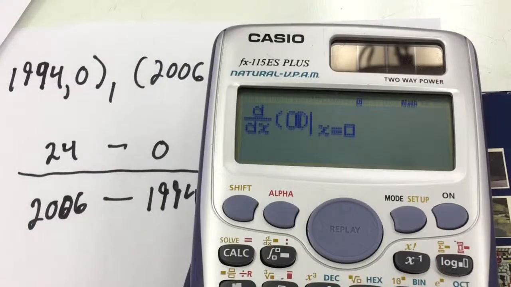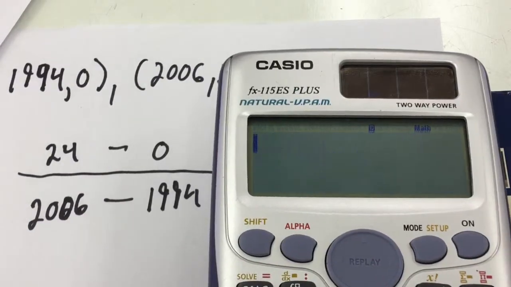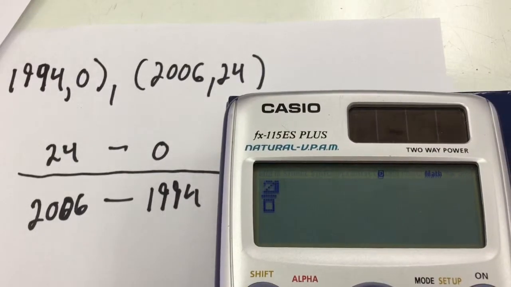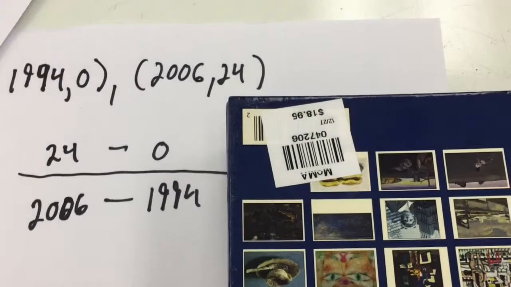What's nice about this calculator is it'll accept these fractions pretty nicely. I hit the fraction button. If you're bad with the arithmetic, you can just type that in like it looks: 24 minus 0, and then 2006 minus 1994. And it'll give me the slope is 2. For this particular problem, it's going to be 2%.